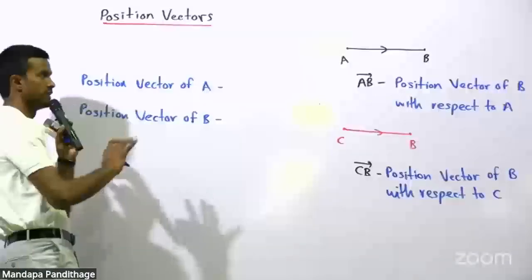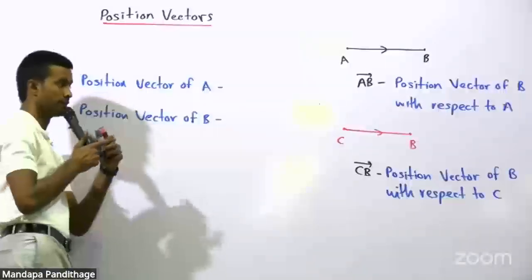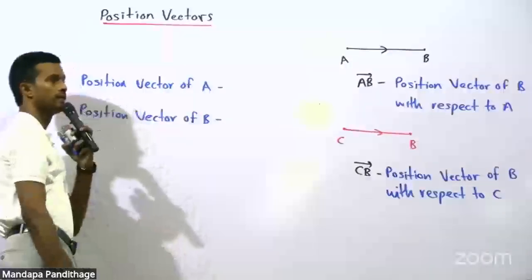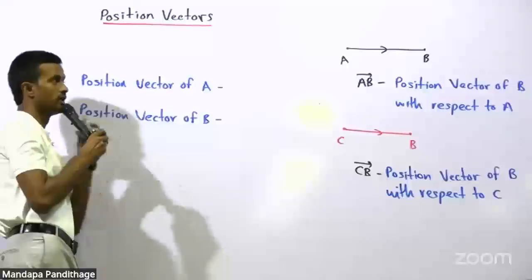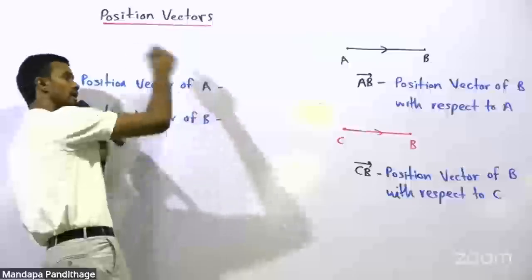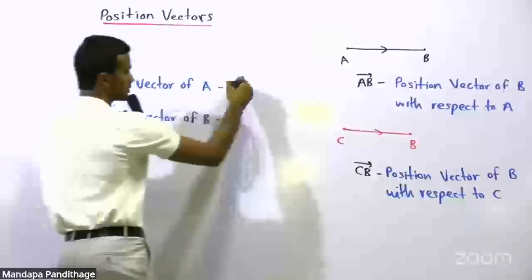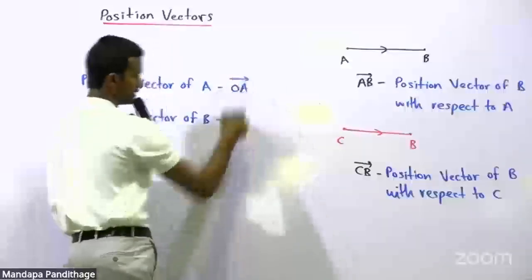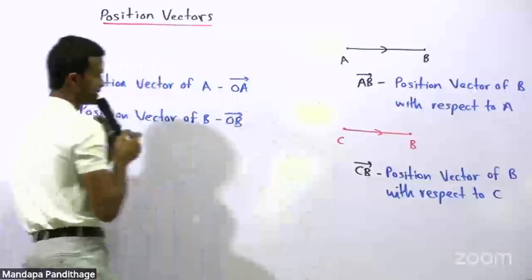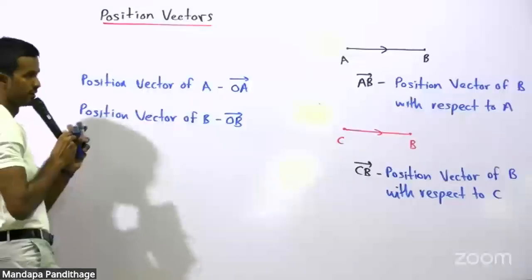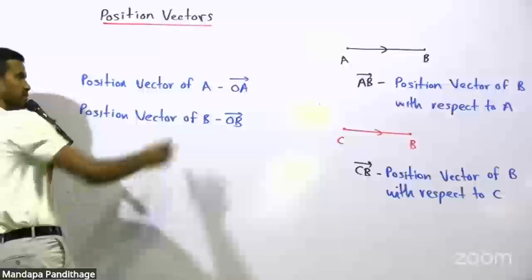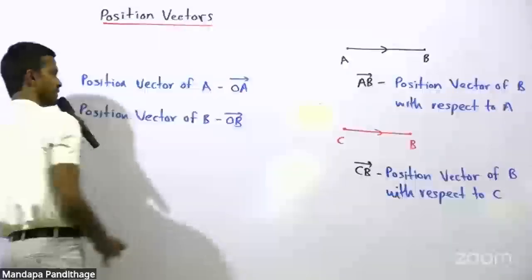So if a position vector has been given without referring to any point, that means we have been referring to the origin. So the position vector of A means the position vector of A with respect to the origin O. So that is the OA vector. And even here, the position vector of B, that is OB, because if they haven't given with respect to which point, we are referring to the origin. Clear? So here it's with respect to O.